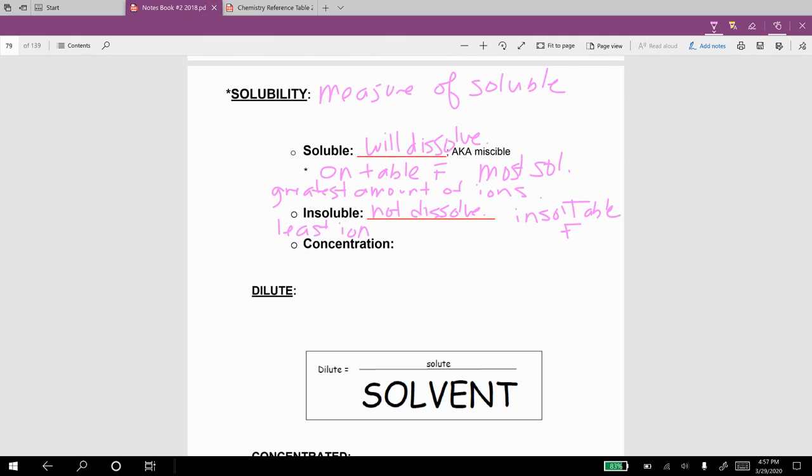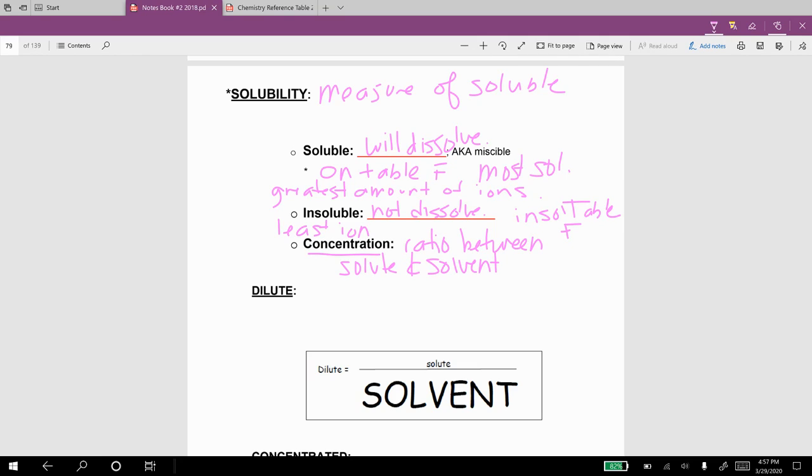If I like tea, maybe I like a lot of sugar in my tea, or maybe I just like a tiny bit of sugar in my tea. How much sugar is in my tea would be a measure. I could measure that, and we would call that concentration. Concentration just basically means a ratio between the solute and the solvent.